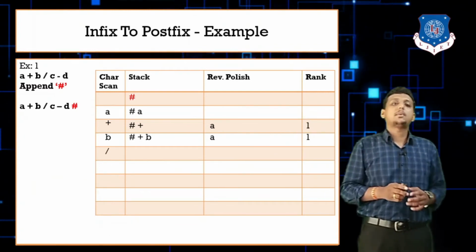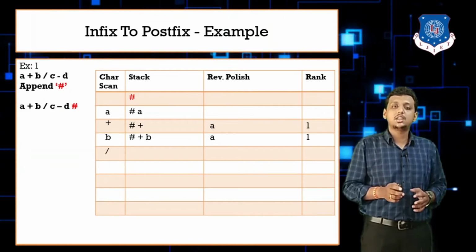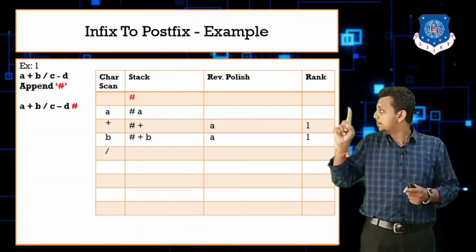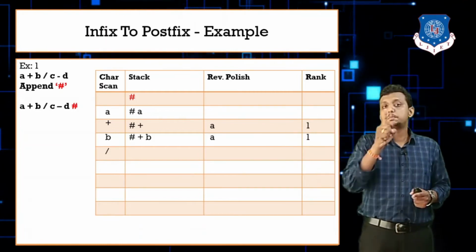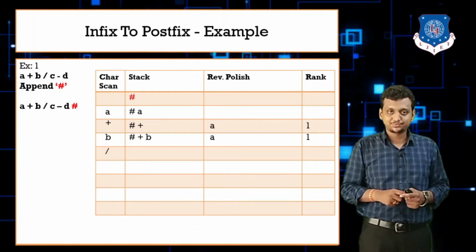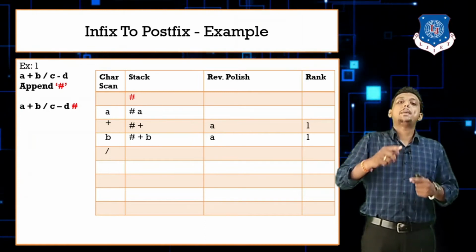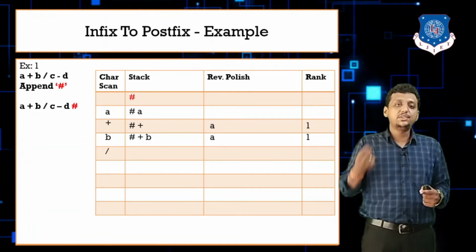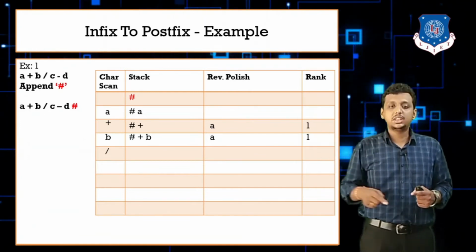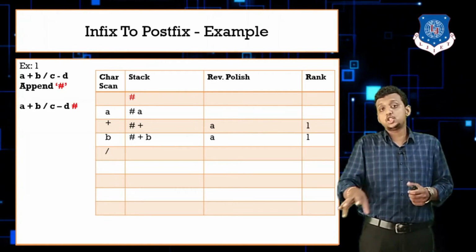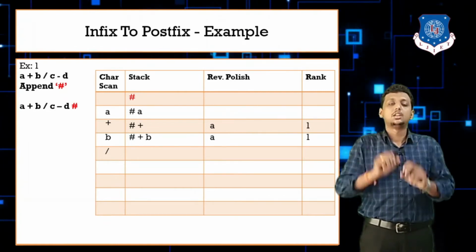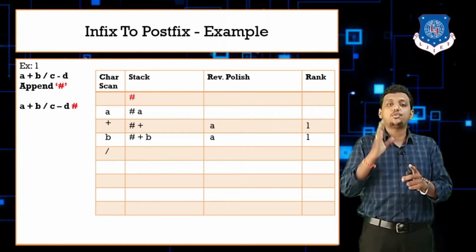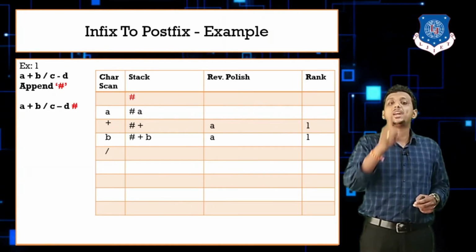Now the next symbol is division, students. When we talk about division, first its precedence is compared with B because B is the topmost value. B has a higher precedence, so pop B from the stack and append it to the reverse polish. So now the reverse polish becomes A, B. How many values are there? Two. Both are operands, so 1 plus 1 becomes 2. So now my rank becomes 2.